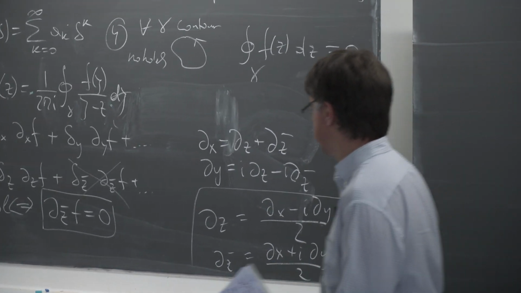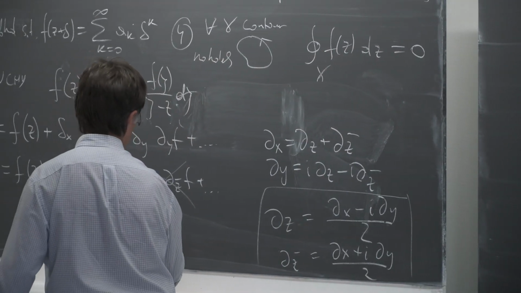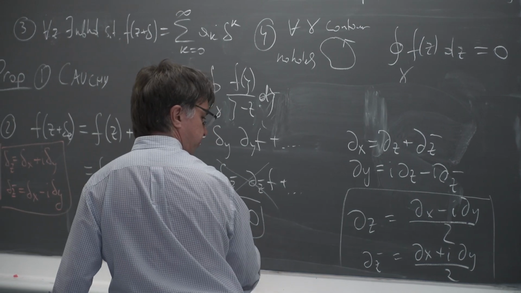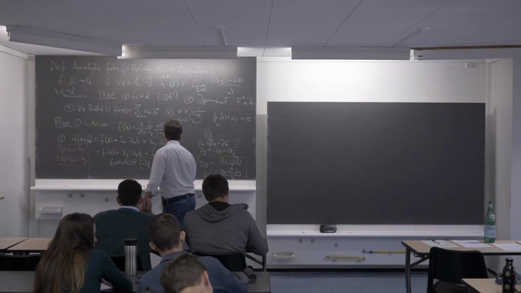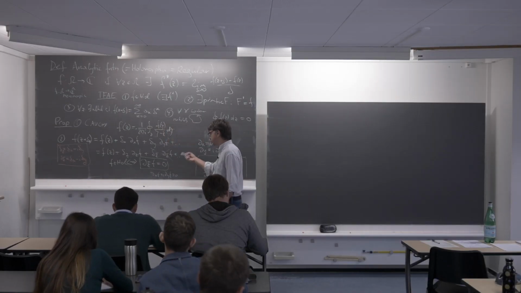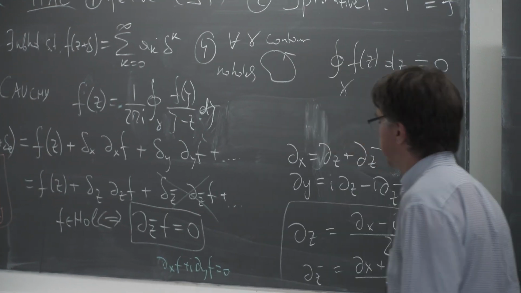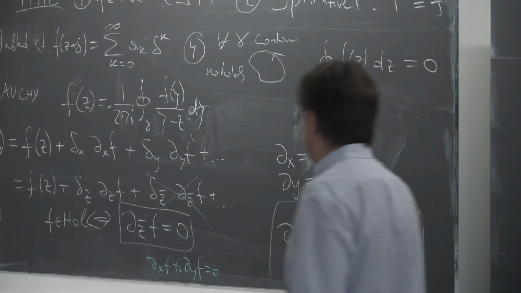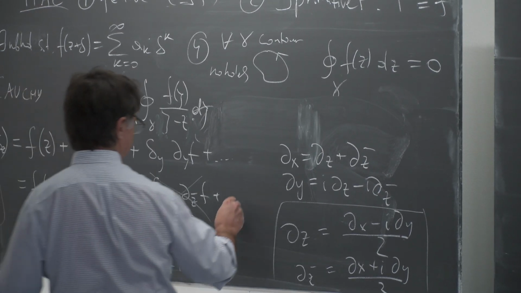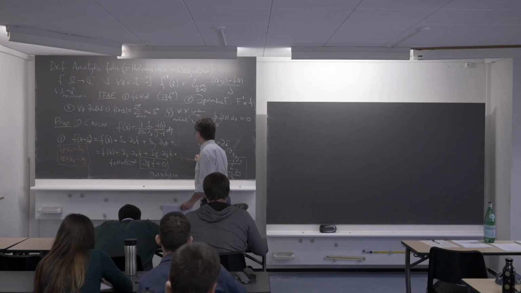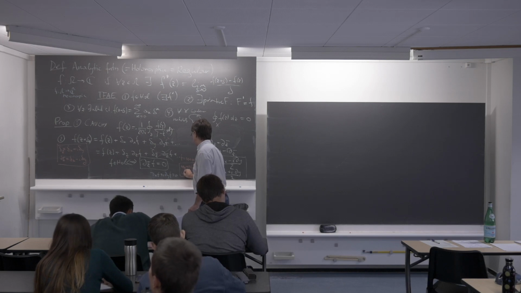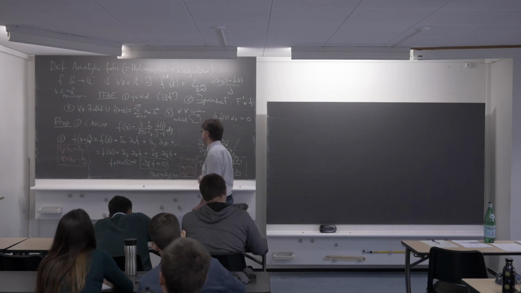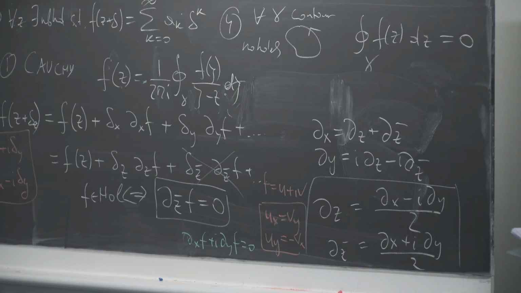The way people usually write the Cauchy-Riemann equation is dx f plus i dy f equal to 0, but then you also write that f is u plus iv. If f is u plus iv, then these two equations mean ux equals vy and uy is equal to minus vx. Okay, so that's the analytic functions.